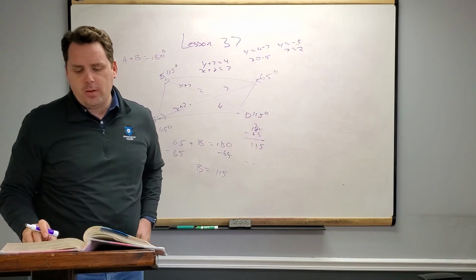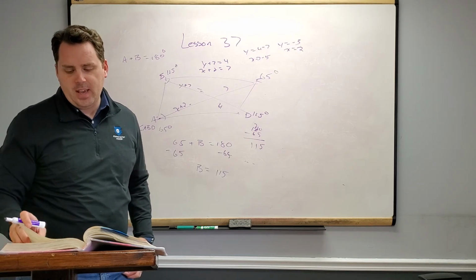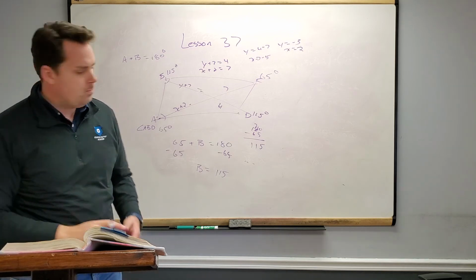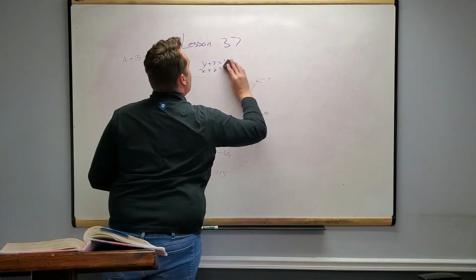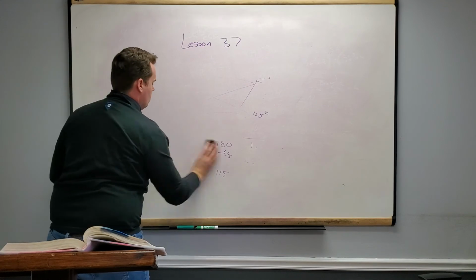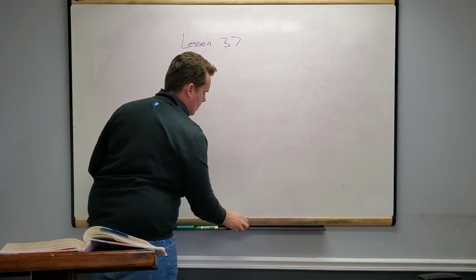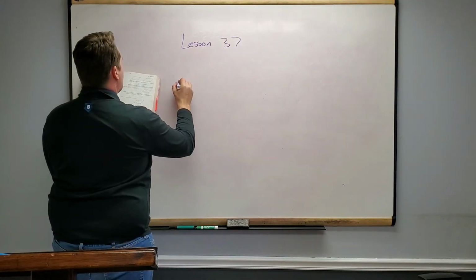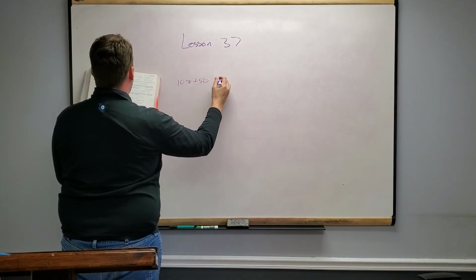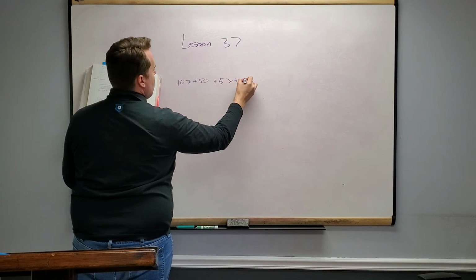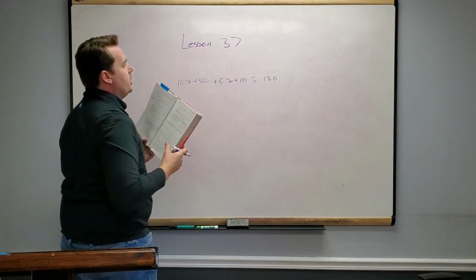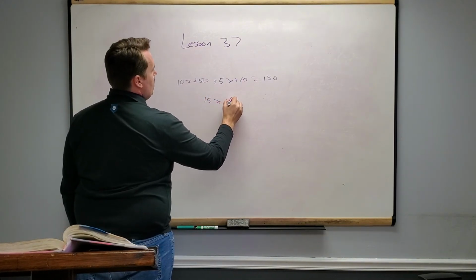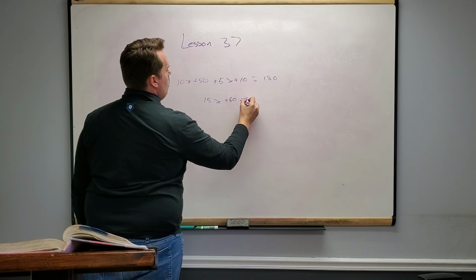Look at example 37.5. ABCD is a parallelogram. Find x and y. Okay? Well, let's rewrite that one. Find x and y. Well, first of all, I know that 10x plus 50 plus 5x plus 10 equals 180 degrees. So combine like terms, I got 15x plus 60 equals 180.